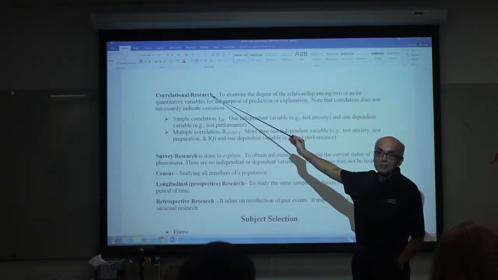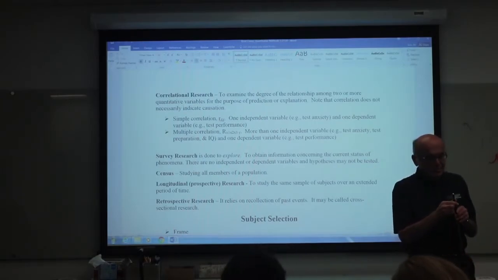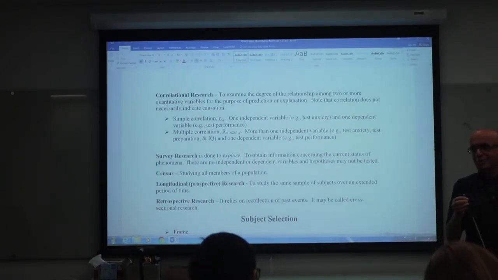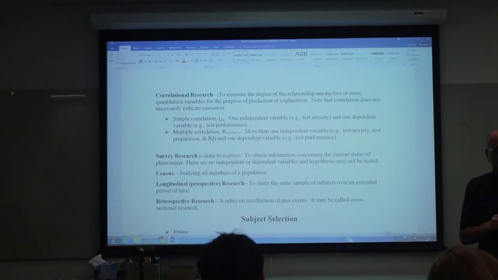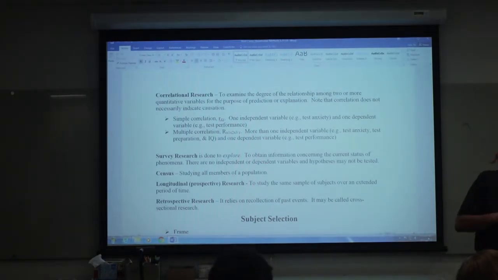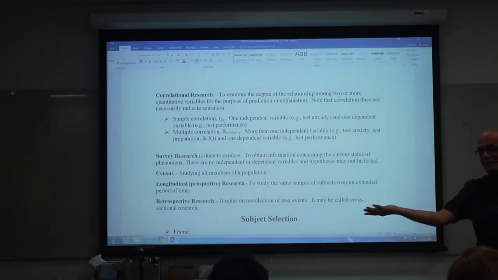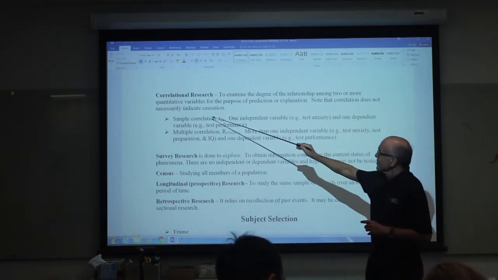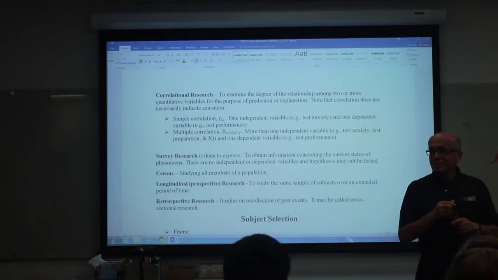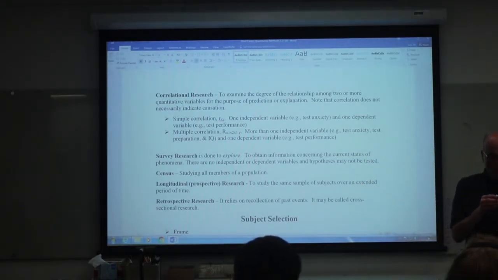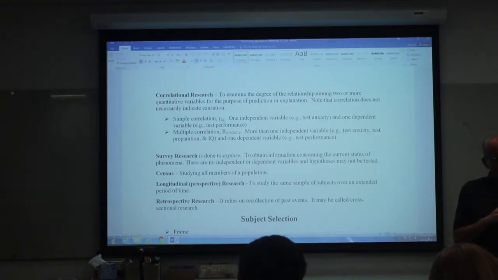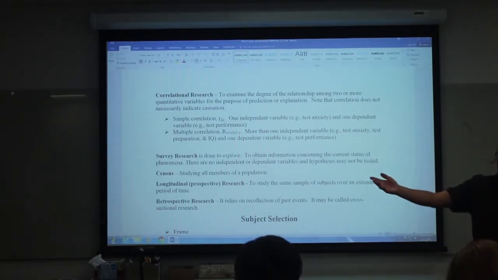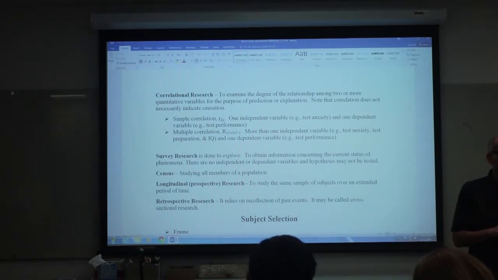Then we have correlational research. You all know what correlational studies are. You correlate variable with variable, variables with variable, or variables with variables. In other words, you can have a simple correlation, 1x, 1y. You can have several predictors and 1y. And if you want to be more sophisticated in your approach, you can have several predictor variables and several outcome variables.